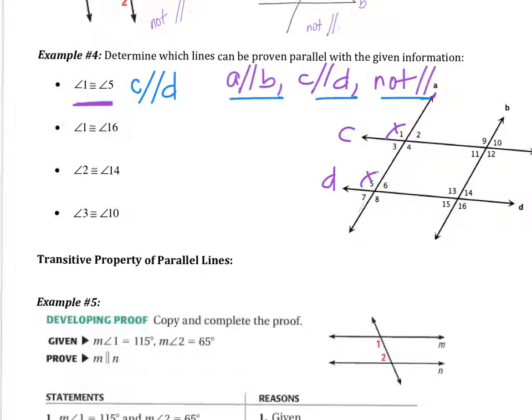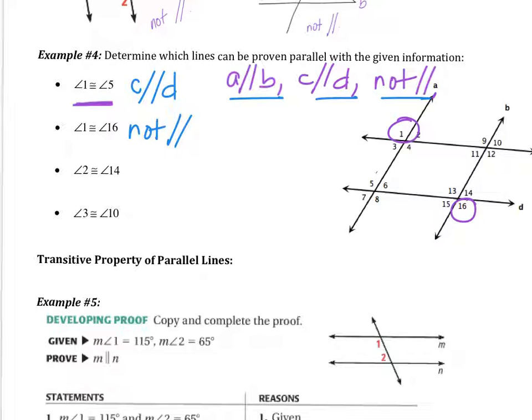I'm going to look at angle 1 and angle 16. Do they have a single line in common? We talked about this yesterday. Are they both touching A? Are they both touching B? Are they both touching C? Are they both touching D? Do they have a line in common? No. So that means there's no way to show that angle 1 is congruent to angle 16. They're not corresponding, alternate, they're nothing. So we're going to say not parallel. We cannot determine that the lines are parallel based upon these two angles.